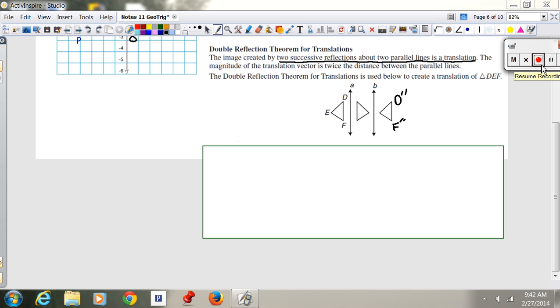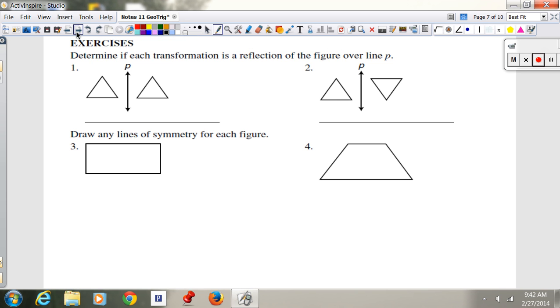All right, we got just two slides left. Let's take a look at a couple of examples. Determine if each transformation is a reflection or not. You think the first one is a reflection? So that would be a yes. Yes, comma, reflection.